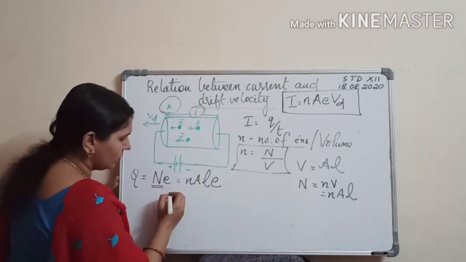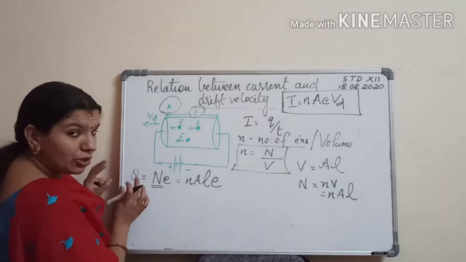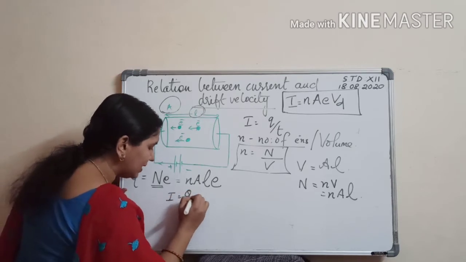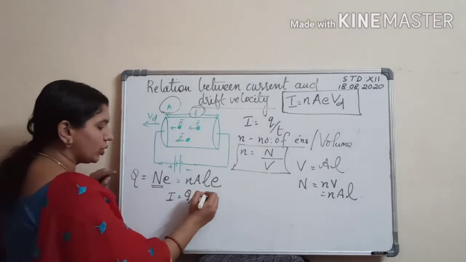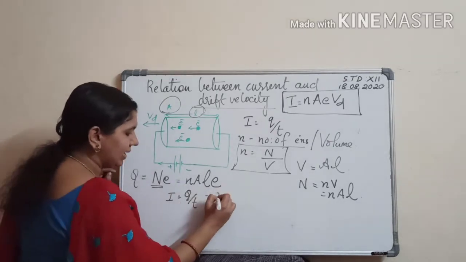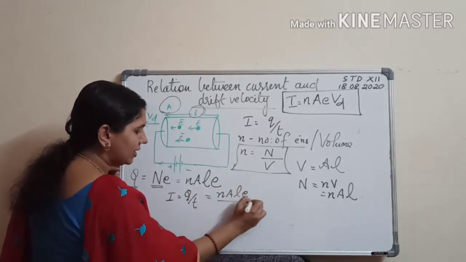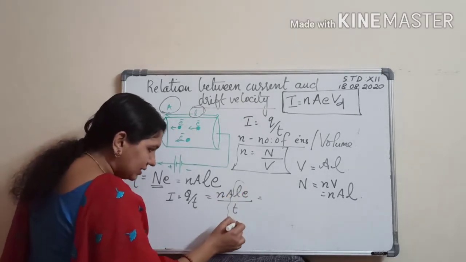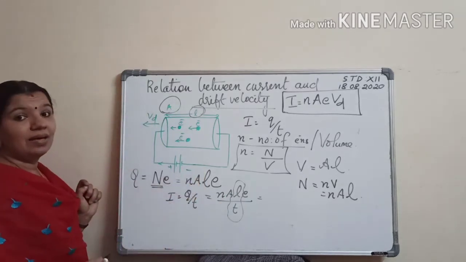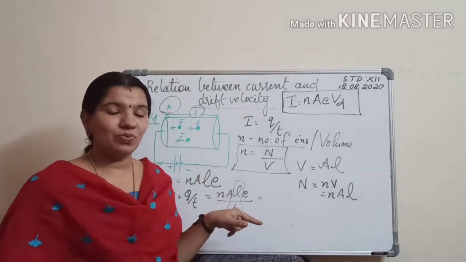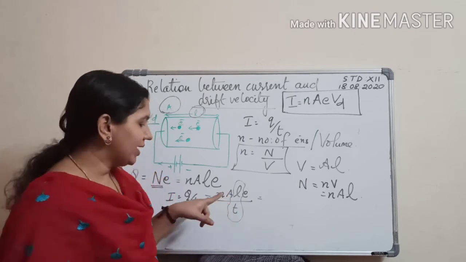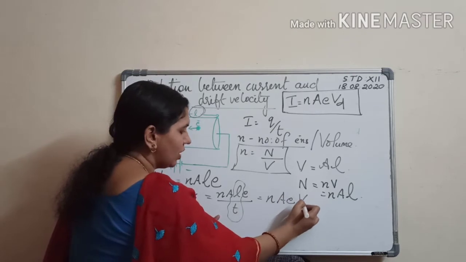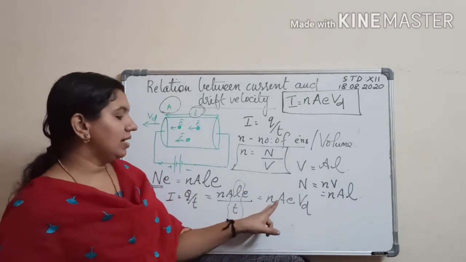Understand? Now, here I want to find the expression for current, right? So I is equal to Q by T. So Q, I got the expression nALe divided by T. So what is this L by T? L by T is actually distance by time, which is velocity. So I can write n, A, e, and velocity v. n, A, e, v.